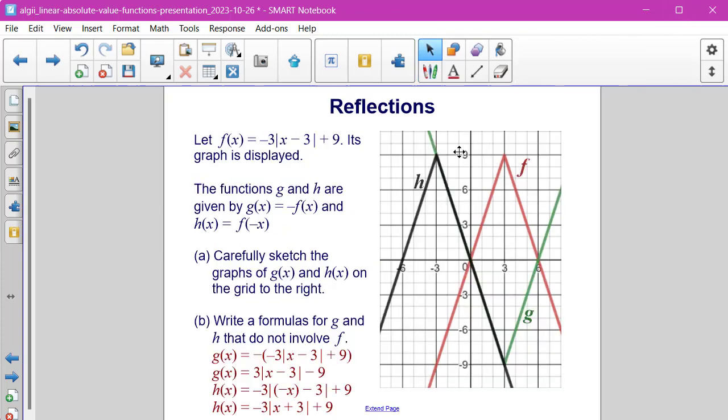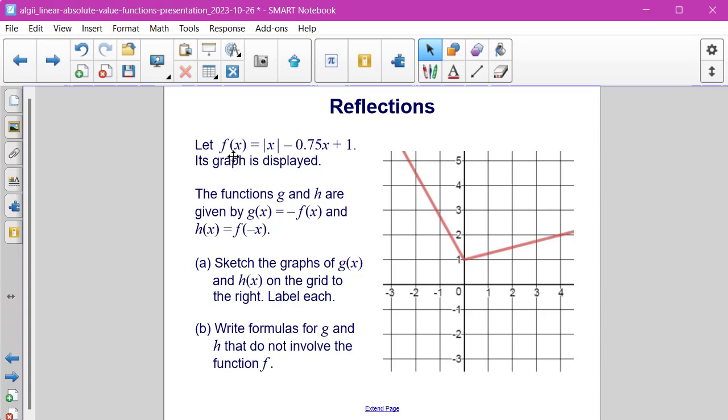And here are the solutions to this example, and the graphs that appear, as well as the functions that we have for g of x and h of x do indeed match the functions that we found when we worked through the problem together.